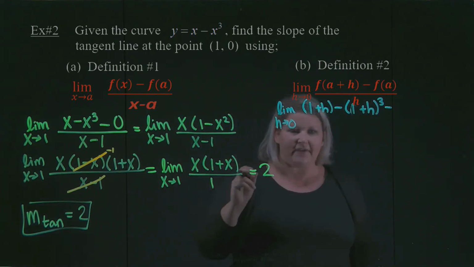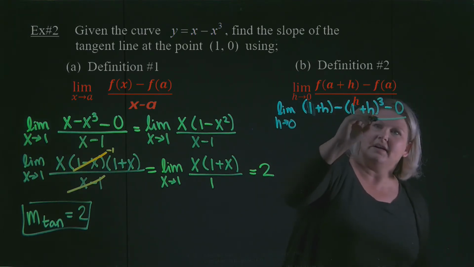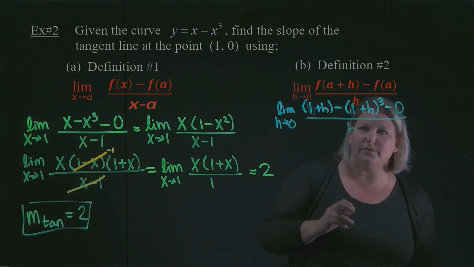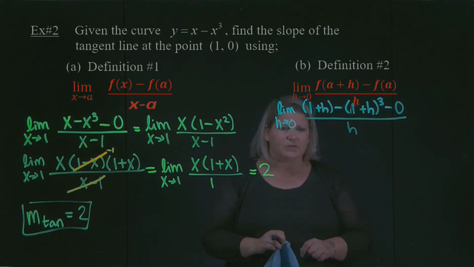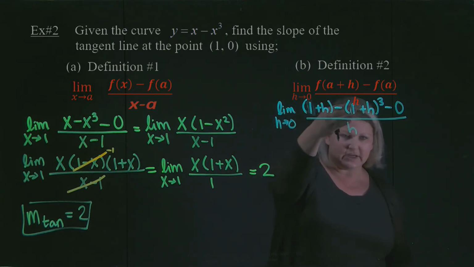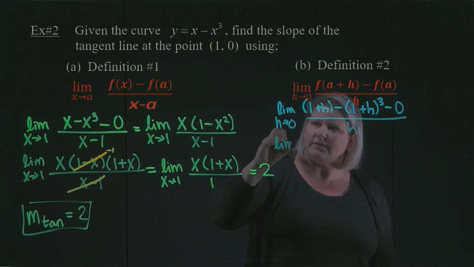And then f of a is 0. Yay, makes it a little bit easier. And then we're going to put this all over h. Now, if I evaluate this limit with h equals 0, I am going to get 0 over 0. So that means I have to do some simplifying. So I'm going to do that.